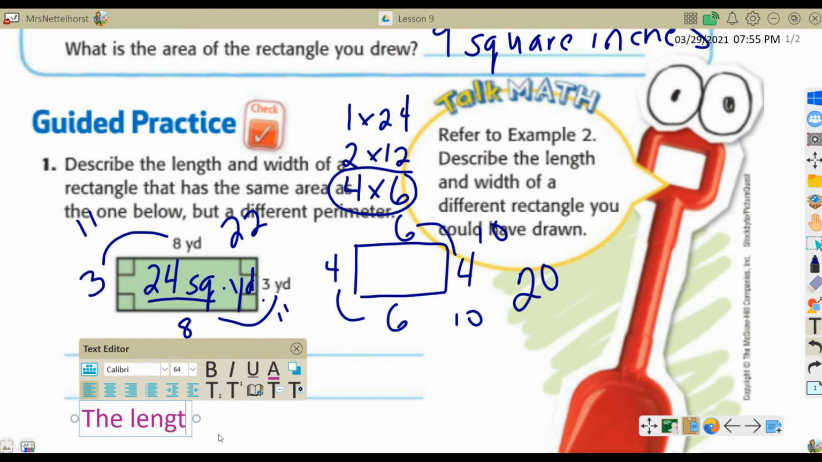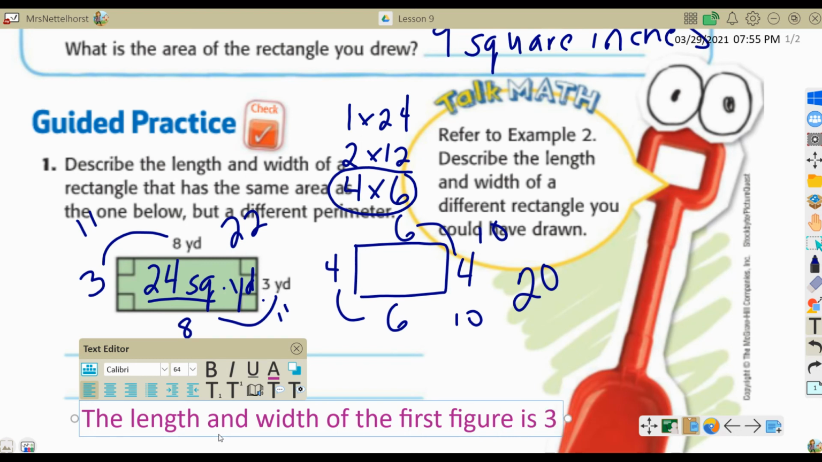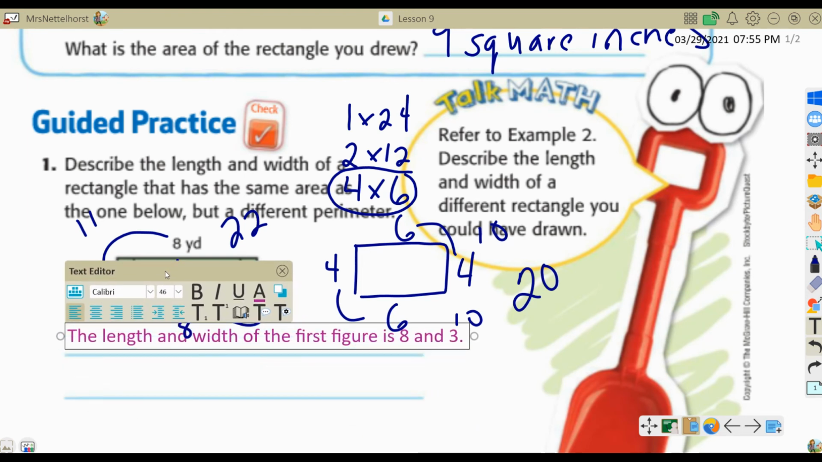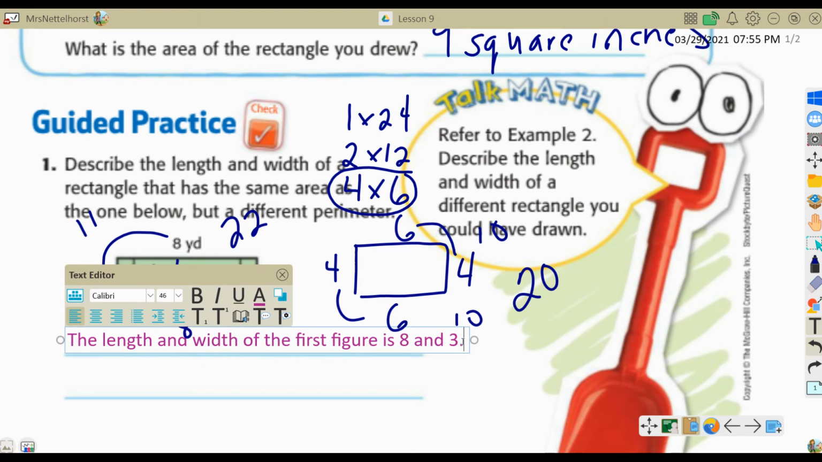So the length and width of the first figure is 8, can't type, 8 and 3. Make this smaller so it fits. Okay. The length and width of the second figure is 6 and 4.